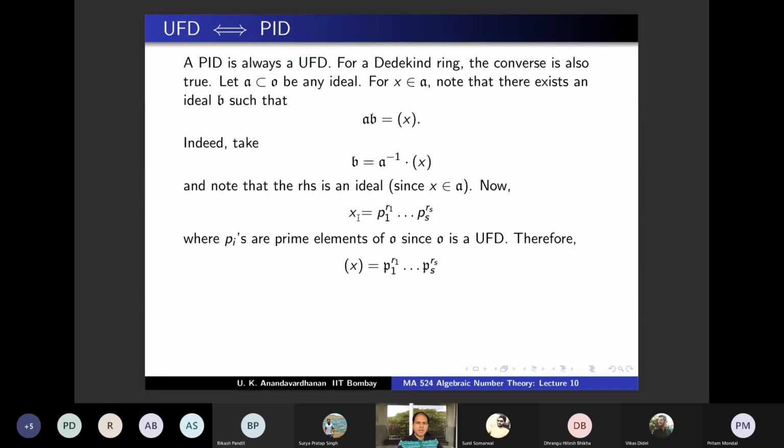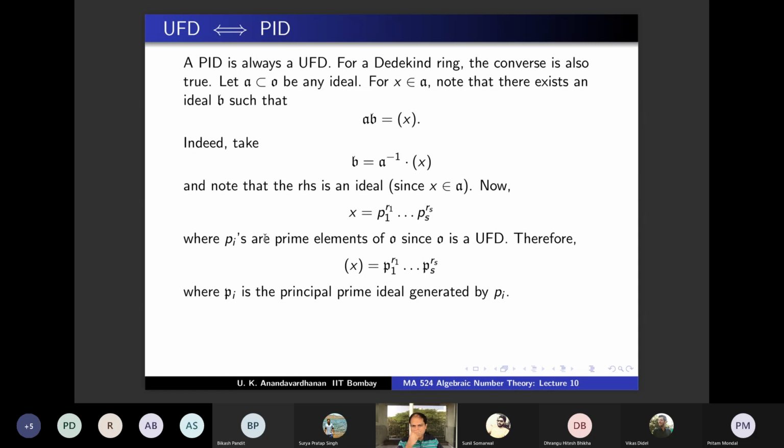Therefore, what is the ideal generated by x? It's easy to see that a prime element will generate a prime ideal. That's obvious, but double check that. So if x admits this factorization, then the ideal (x) has a factorization P1 power r1 and so on, where Pi is the principal prime ideal generated by the element pi.